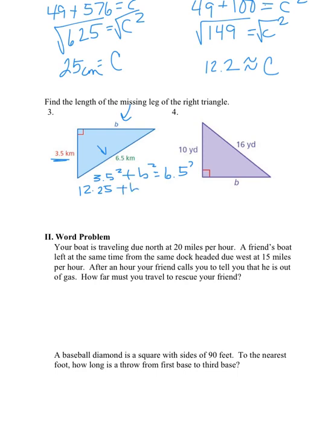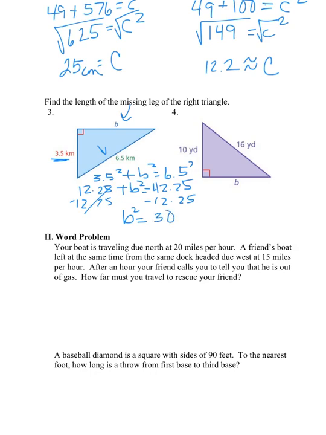Drop down the a squared plus b squared equals, and then 6.5 squared is 42.25. Okay, we're going to solve it just like any one-step equation, and we're going to subtract 12.25 from both sides. So minus 12.25, and here you're going to get b squared equals 30.